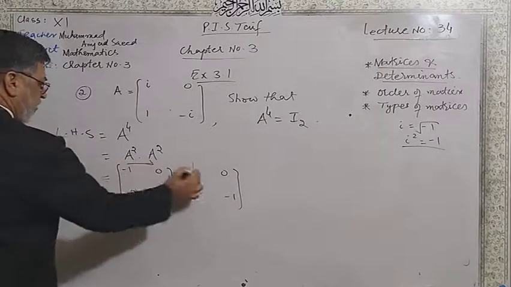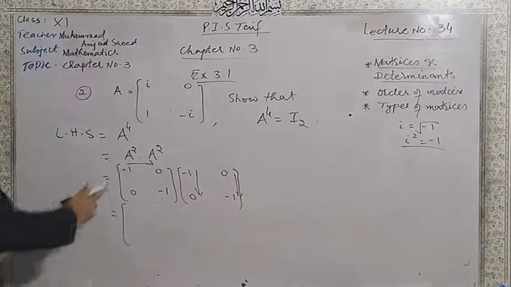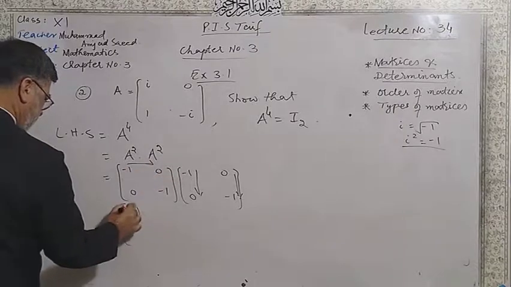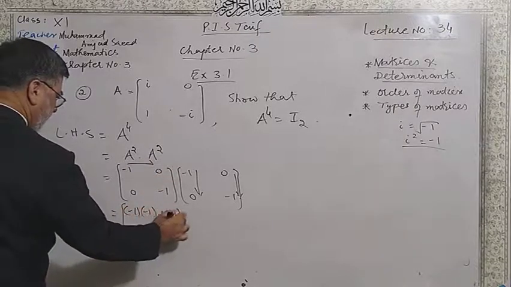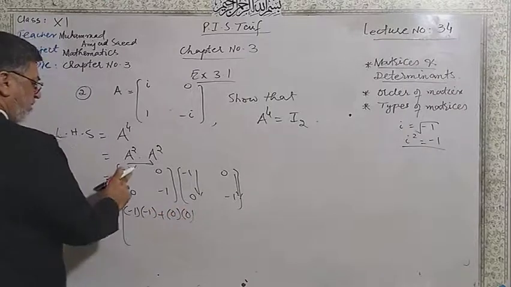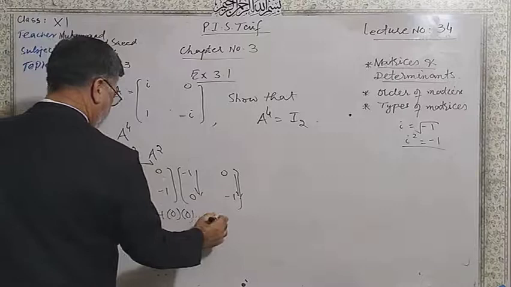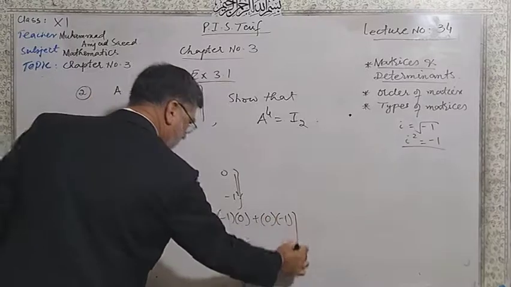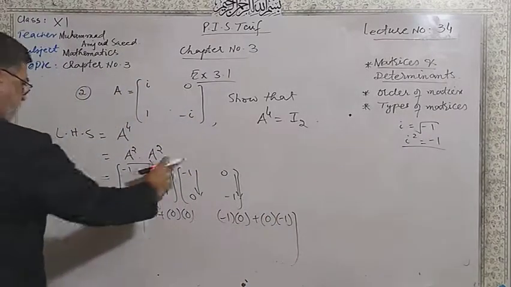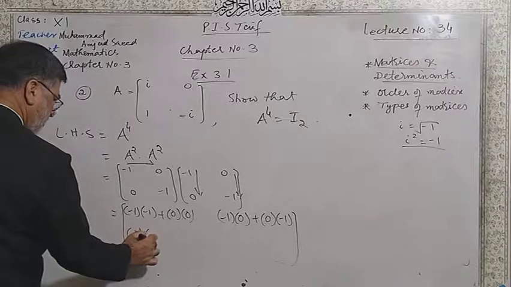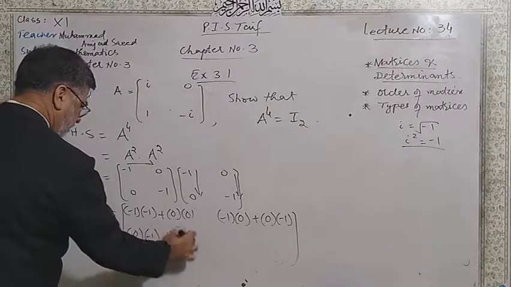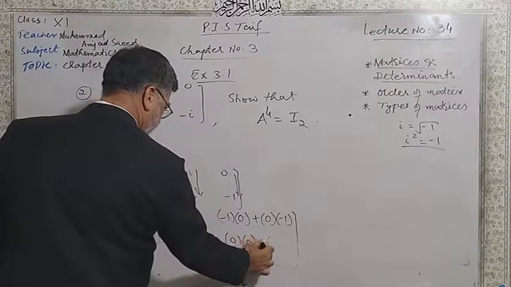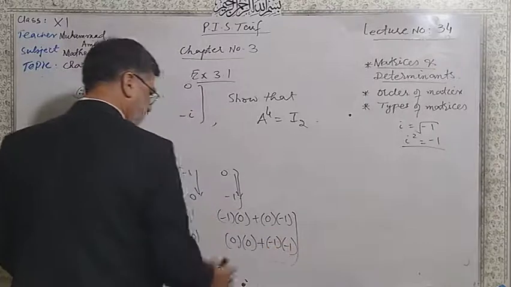Dear students, again you will multiply one by one, first row, first column, first row, second column, first into first plus second into second. This is the rule, first into first plus second into second. Similarly, first into first plus second into second.